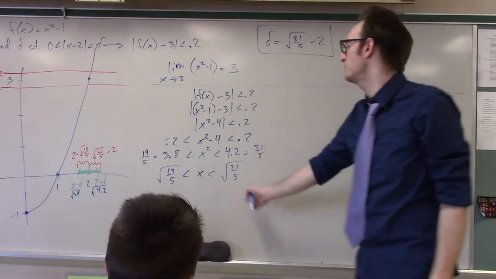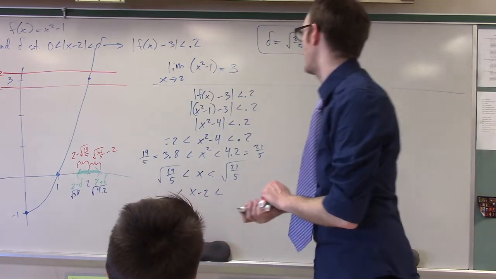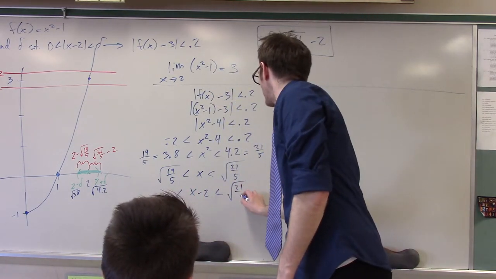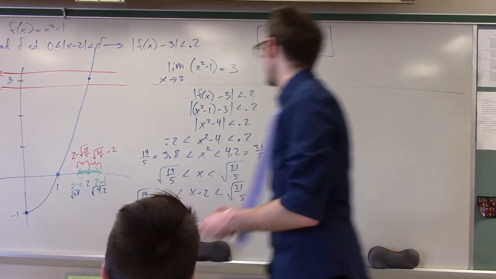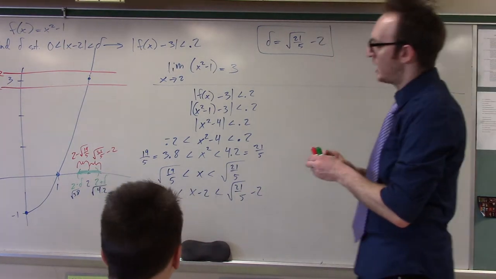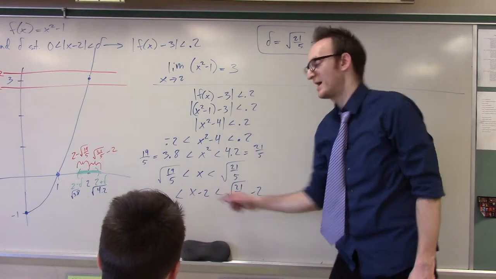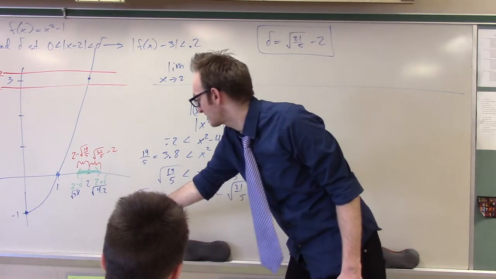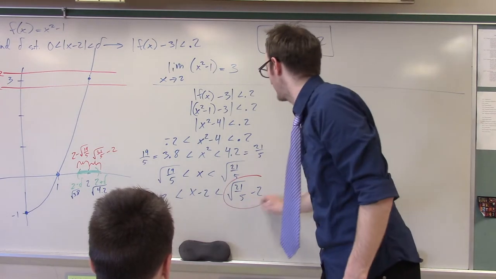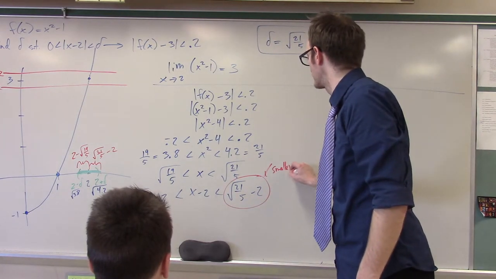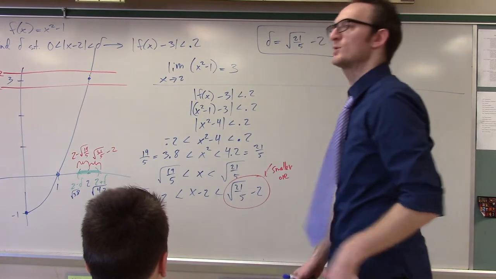One other thing that you might do, you could subtract 2 from all three sides of this inequality. I don't know if anyone thought to do that. If you subtract 2 from all three sides of this inequality, then you get root 21 fifths minus 2, and over here, you get root 19 fifths minus 2. And now, if you think about what's going on here, x minus 2 is sort of like the distance x is from 2, right? Now your task is to figure out which number is smaller, this number or this number, and we reasoned it out, and we think that this is the smaller one, so we choose the smaller one.